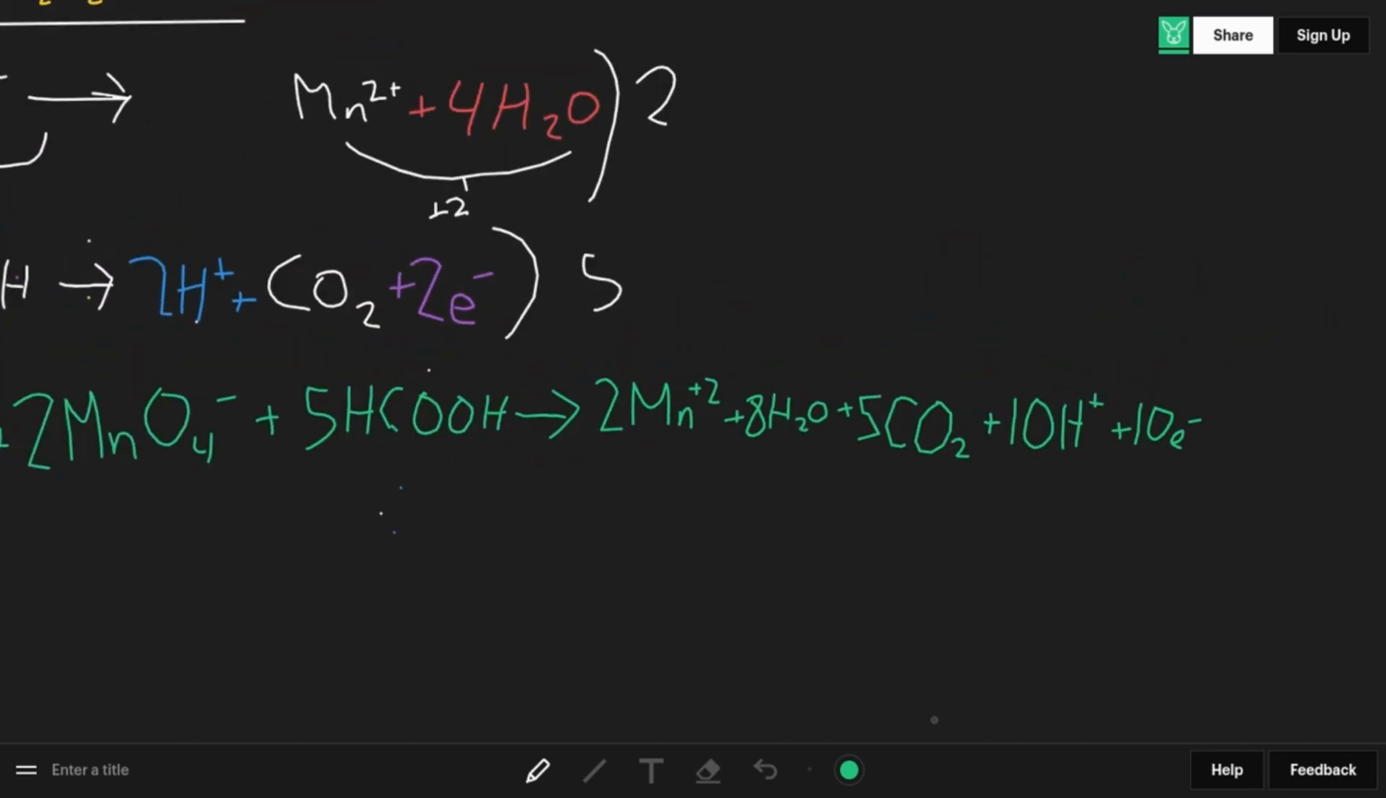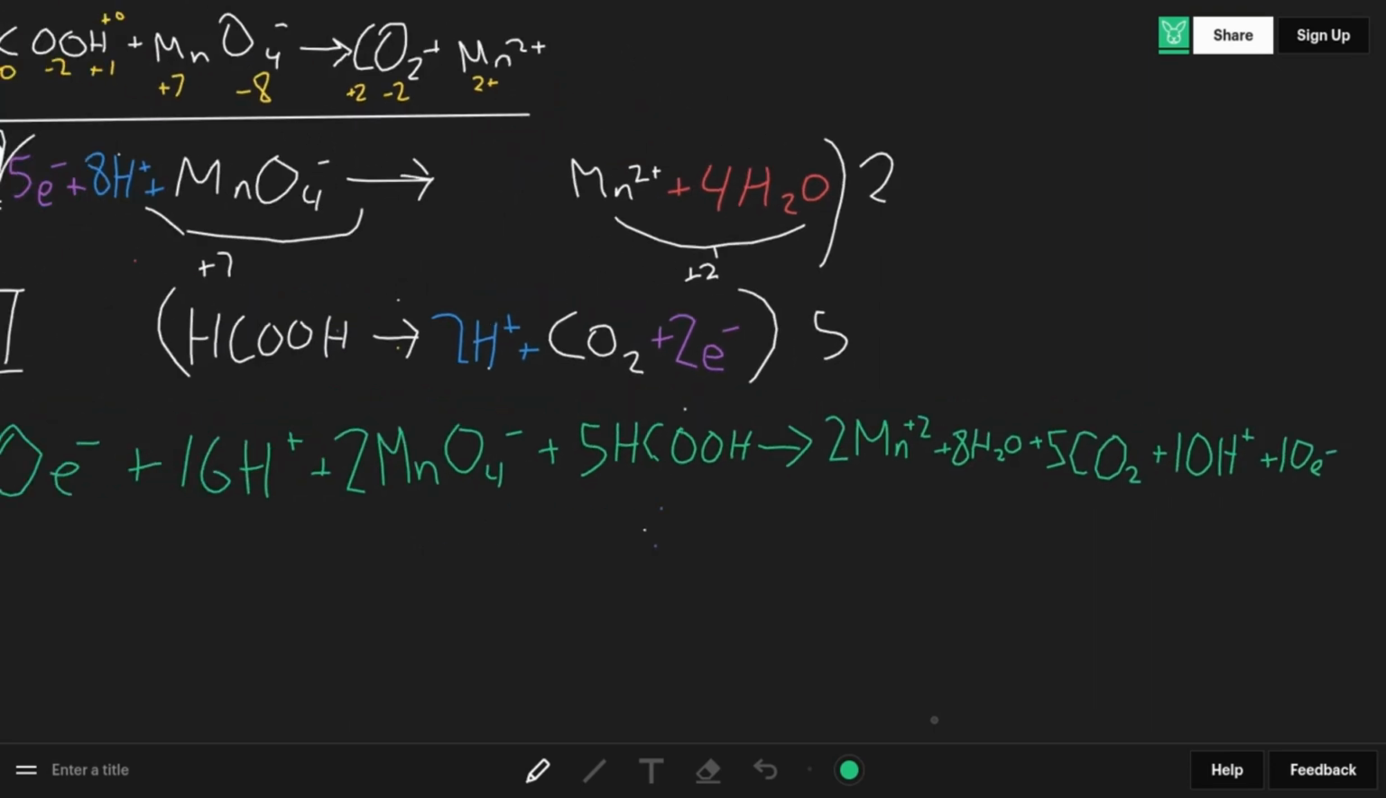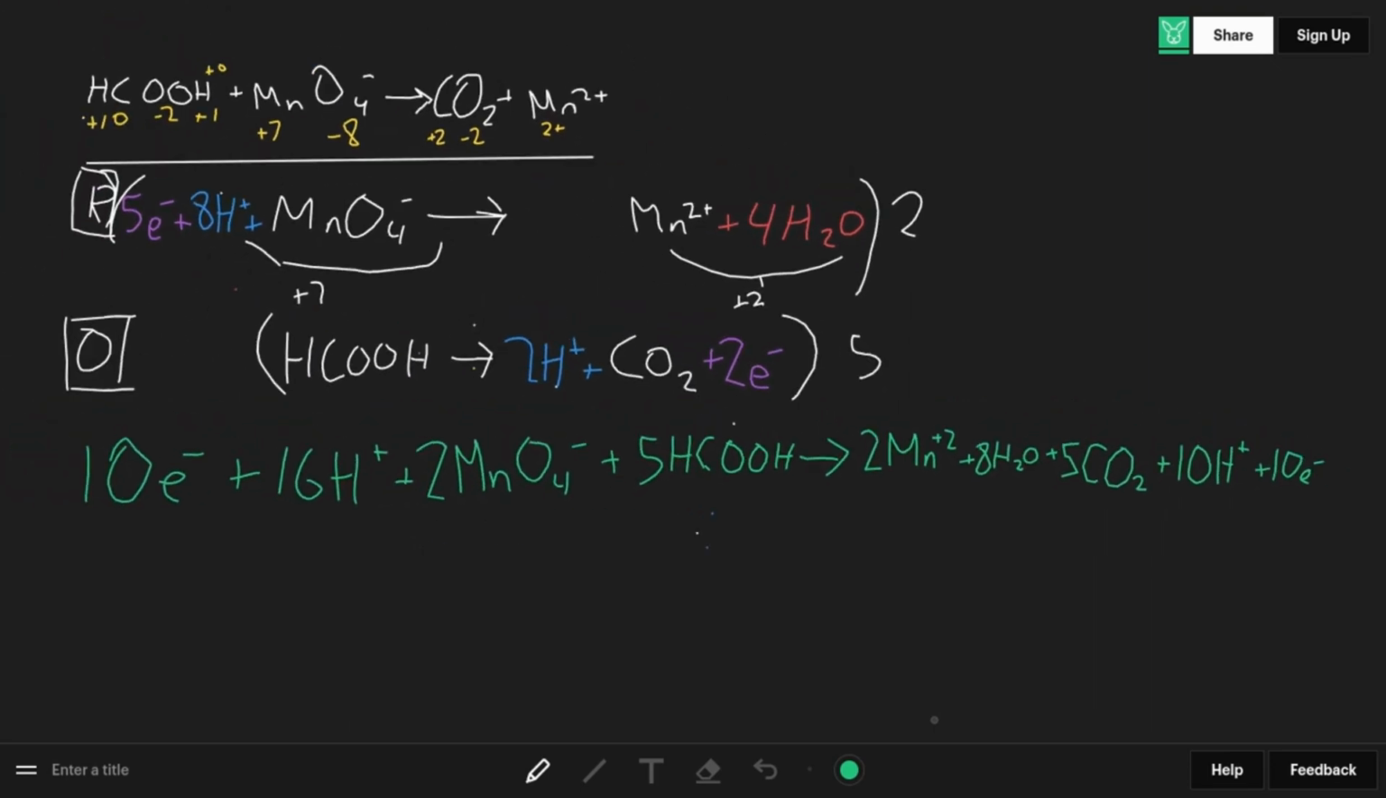Cool. So now what we want to do is simplify. First thing, make sure that your electrons cancel out, and as we can see here, we have 10 electrons on the reactant side, 10 on the product side. So I'll use red to show them canceling out. These cancel out. Next up, we have 16 protons over here, and we have 10 of them over here. So we can simplify this to just being 6, like this.